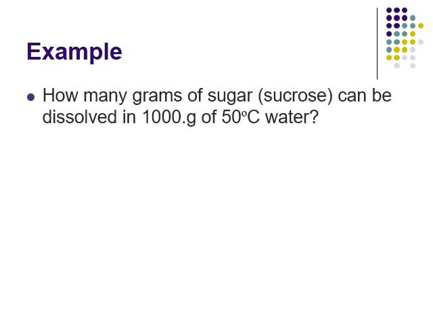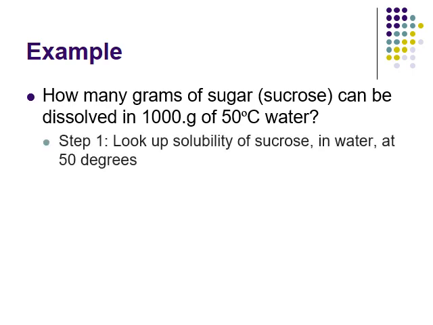Okay, we're going to walk through an example problem dealing with solubility, the type you might see on an assessment or something like that. How many grams of sugar, sucrose, can be dissolved in 1,000 grams of 50-degree water? First, we look up the solubility of sucrose in water at 50 degrees Celsius, and we find that it's 260.4. That's 260.4 grams of sucrose per 1,000 grams of water.